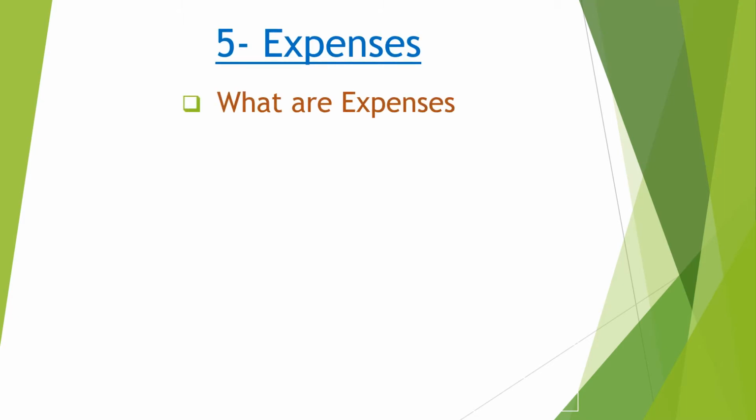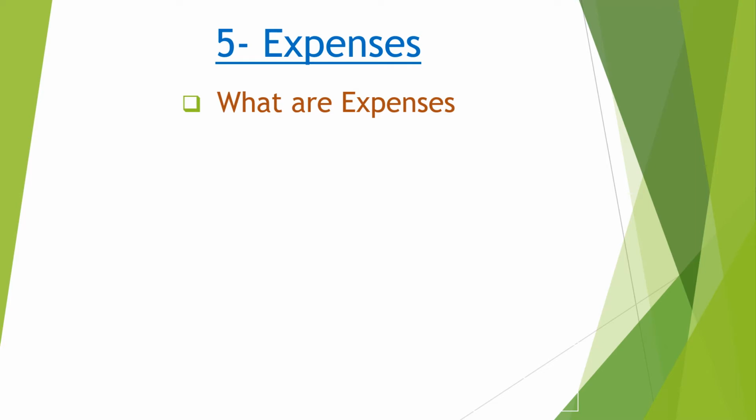Hi. The fifth type of account is expenses. What are expenses? An expense is the cost of operation that a company incurs to generate revenue and from which no further benefit is expected, as the benefit is already taken.